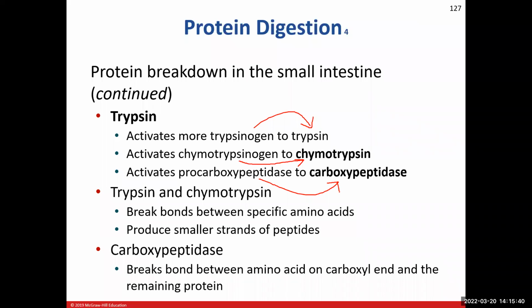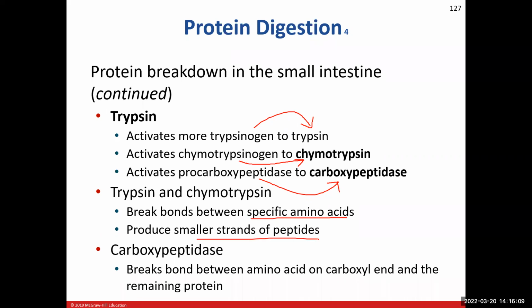So what do trypsin and chymotrypsin do? Again, they're going to break those peptide bonds. But here, we're going to see them breaking those peptide bonds at specific amino acids. So we can have a long chain of amino acids, and now we can make those long chains into smaller chains. We can get these smaller strands of peptides.